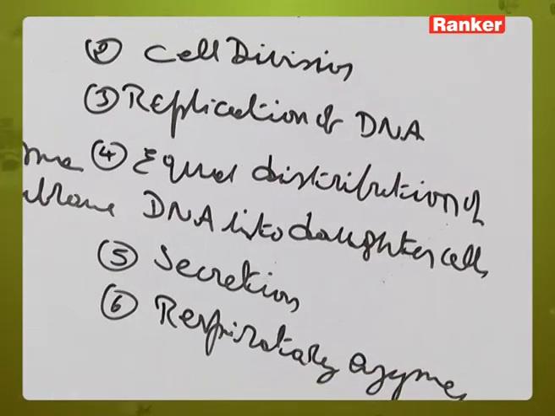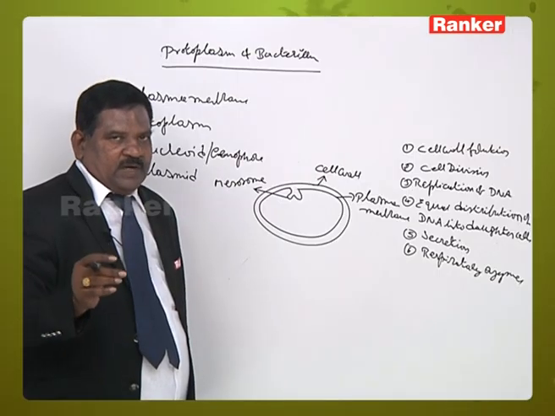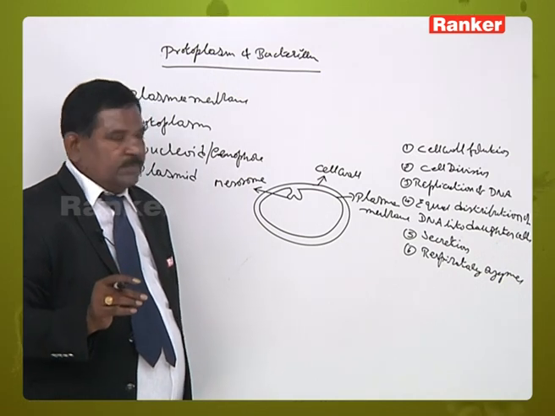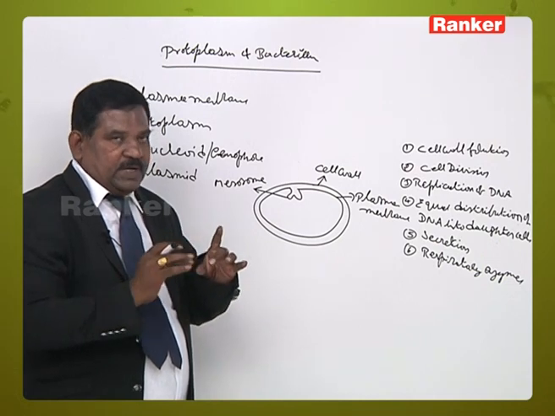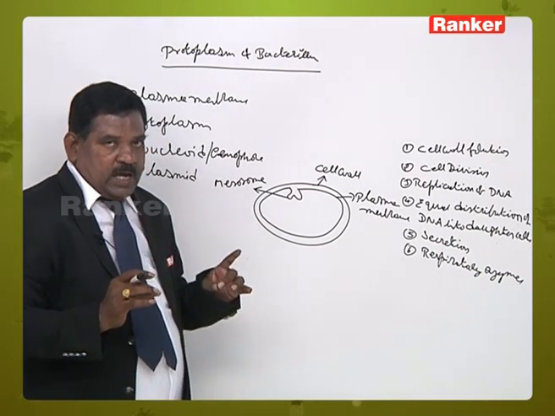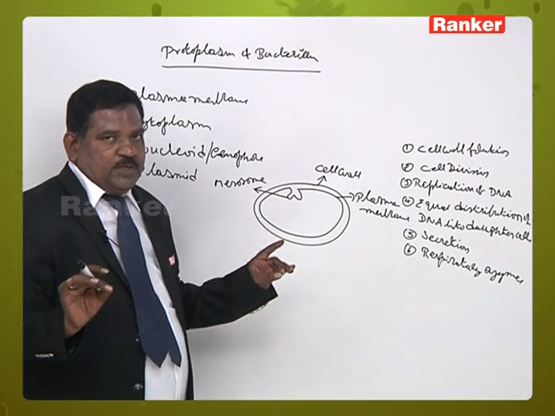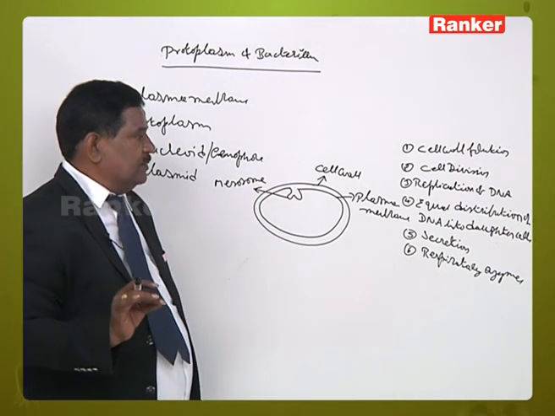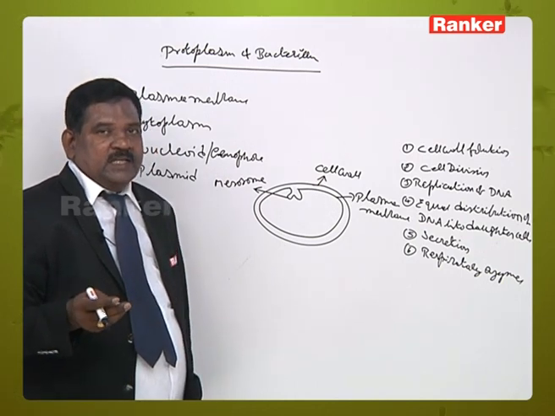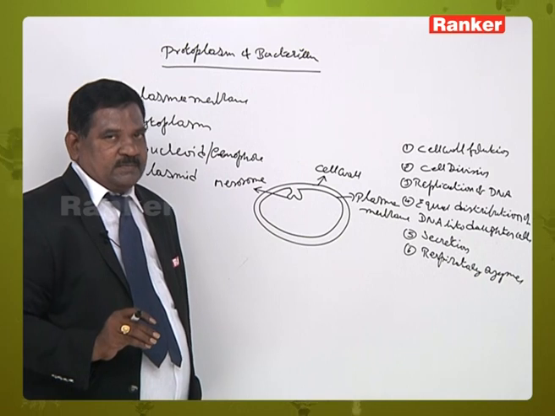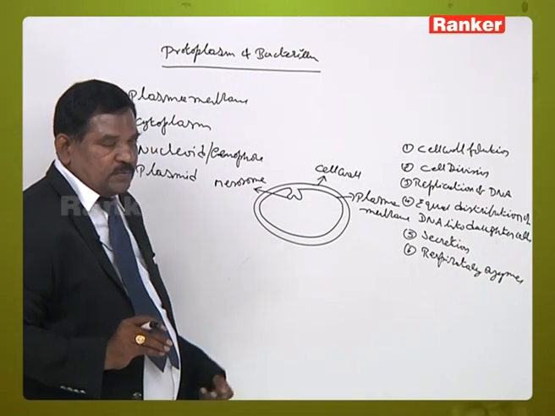Mesosome is involved mainly in cell division. It is involved in the formation of the cell wall. It helps in the replication of DNA, where one DNA becomes two DNA. And this daughter DNA is easily and equally distributed into the daughter cells during cell division. Secretion and consists of respiratory enzymes. These are the functions carried out by mesosome.